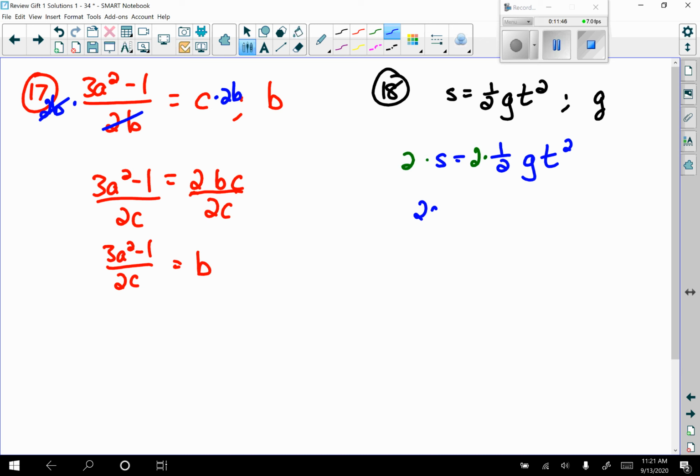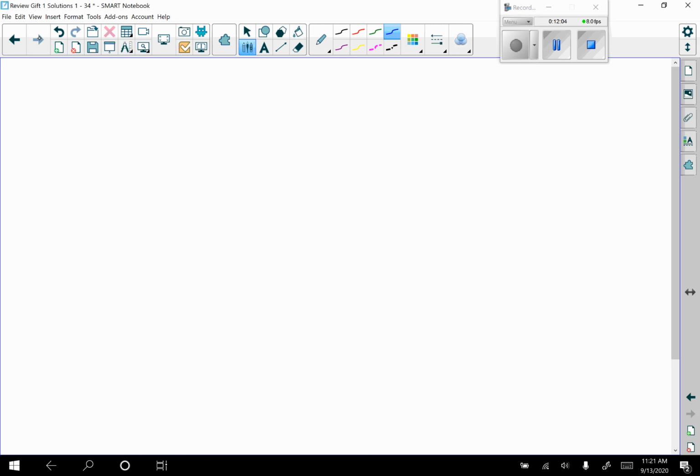So now I get a 2s, yes, these cancel out. It's going to equal gt squared. Now I want to solve for g, so I just got to get rid of the t squared. So I'm just going to divide both sides by that. So now g is equal to 2s over t squared. All right, for 19 through 25, these are absolute value equations.